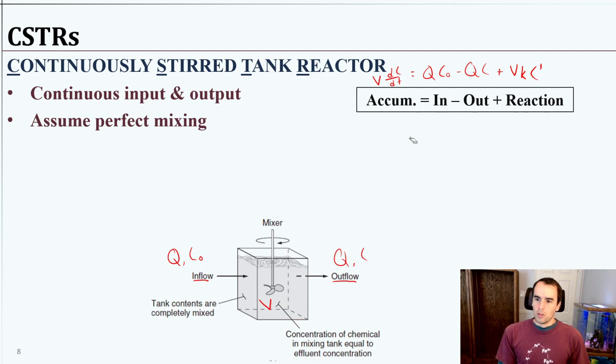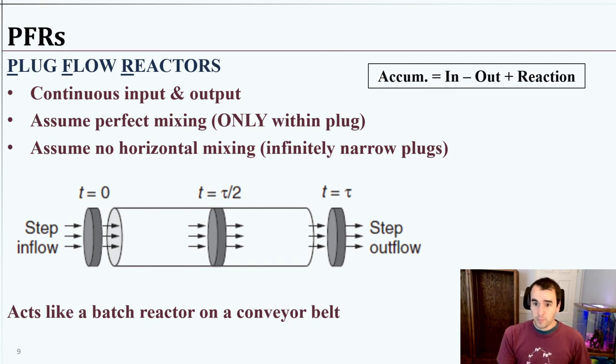Okay, so with that, the last one is the plug flow reactor. These are, as I mentioned before, like a pipe or a hose where you have water flowing through it. Now we call it a plug flow because we assume that the water itself is going to act a little bit like a plug, meaning that we're going to have this one section, and that plug we're going to assume is well mixed in itself. So perfect mixing only within the plug here.